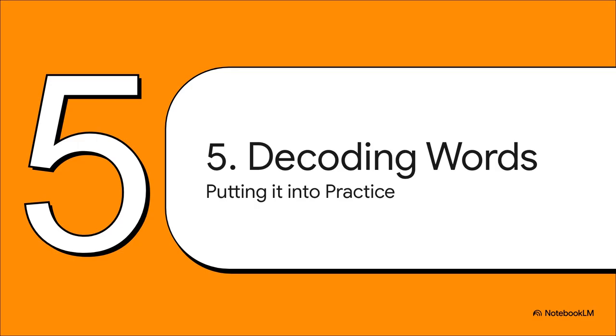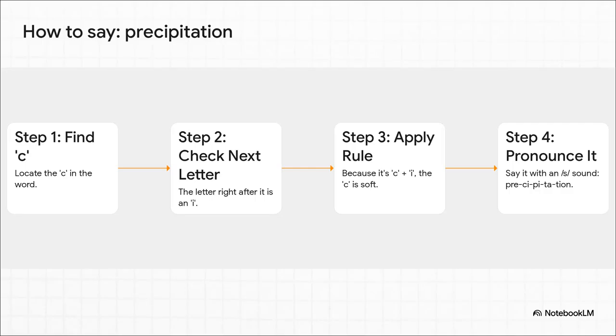The best part about knowing this rule is that you can start using it right now. This is a real functional tool that's going to help you read and pronounce even difficult words with so much more confidence. Let's try a really tricky one, precipitation. Whoa, that looks intimidating, right? But don't worry, let's just apply our rule. Step 1, find the C. Okay, got it. Step 2, check the letter right after it. It's an I. Step 3, apply the EIY rule. Well, that means the C has to be soft, so we know how to say it now. Precipitation, with that S sound.